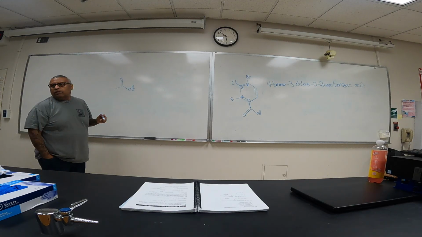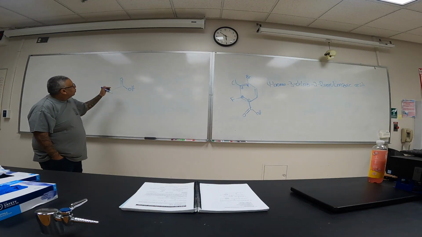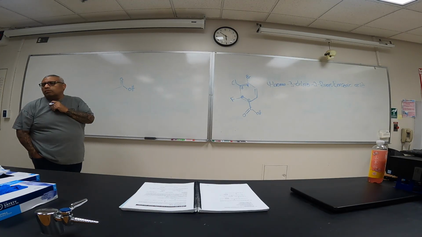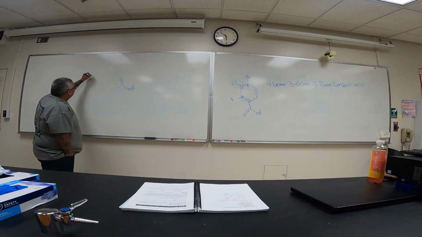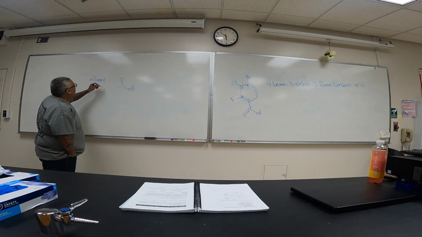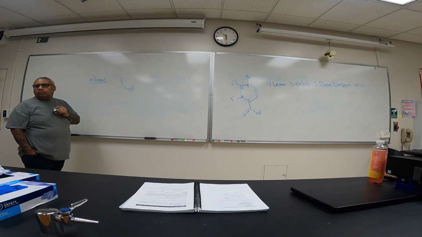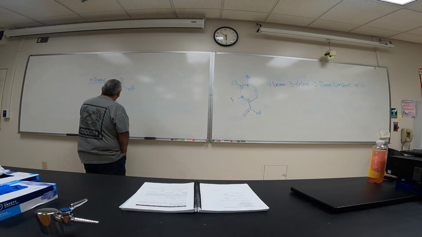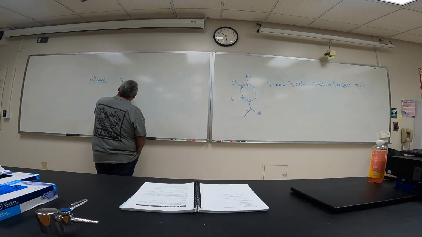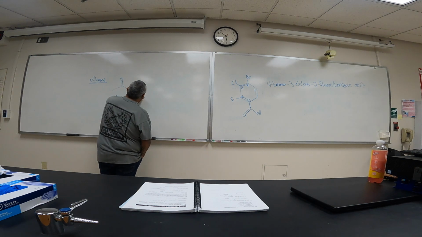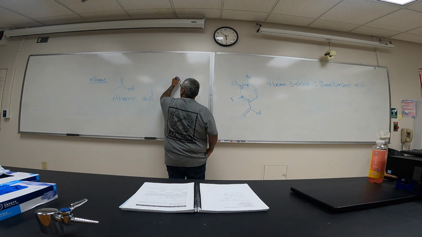Adam, how many carbons are in the structure? Two. So this is going to come from ethane, but we're going to rename it. And what is the name of this here? Ethanoic acid. Perfect. This is ethanoic acid. And let me draw one more next to it.